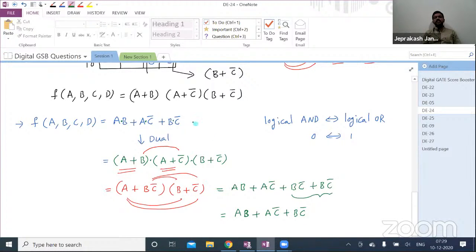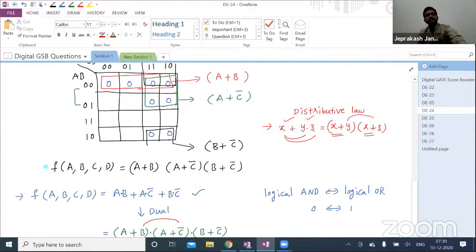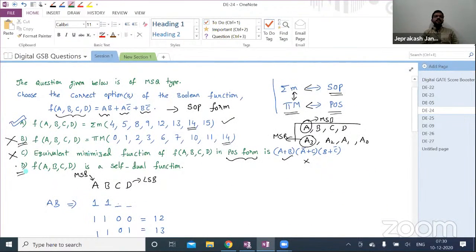Now just observe whether this function and this function both are same or different. All of you please respond. Yes, both are same, right? That means whatever the original function you're having, after applying dual, you're getting the same function. That means the given function is self-dual. So option D is also correct.